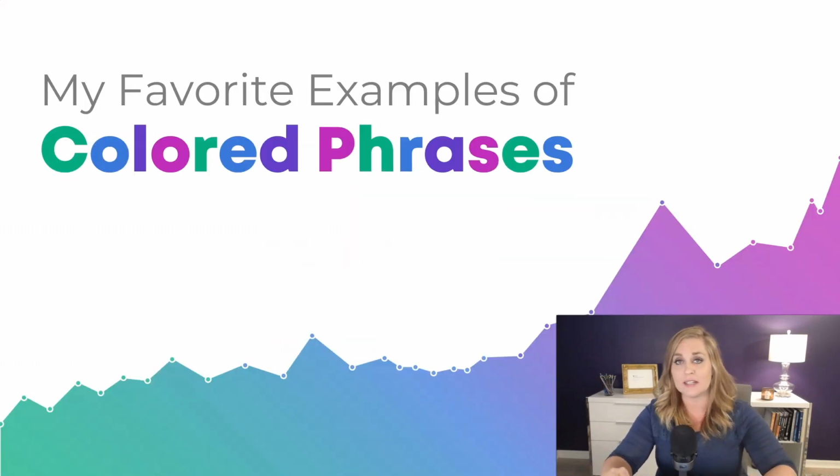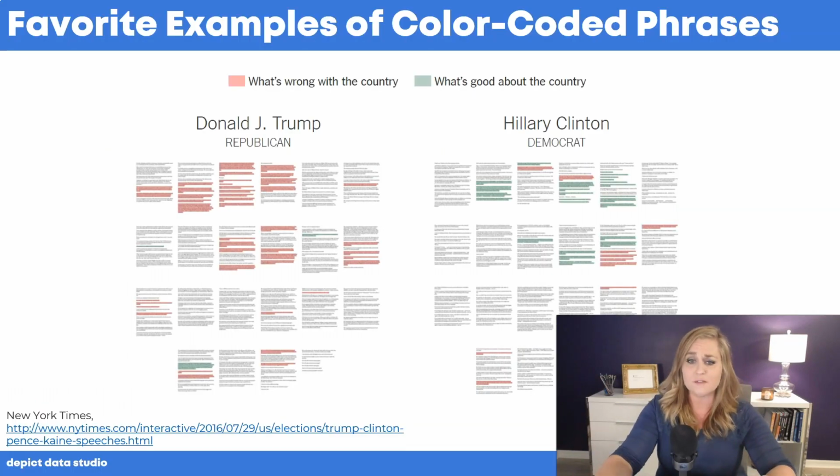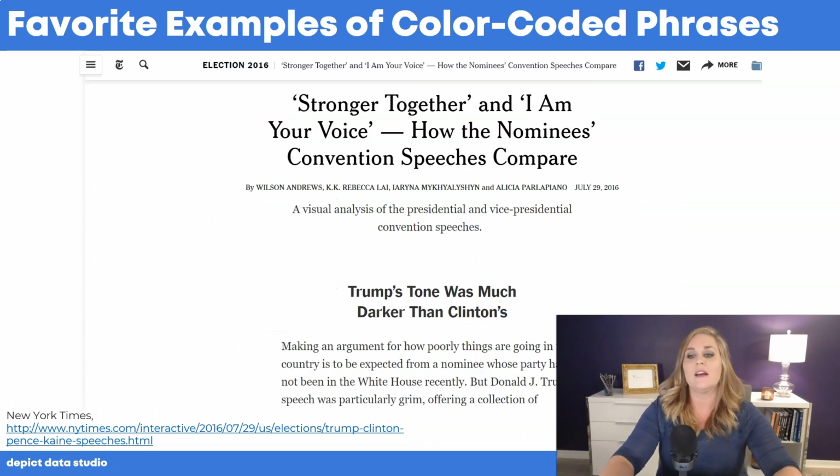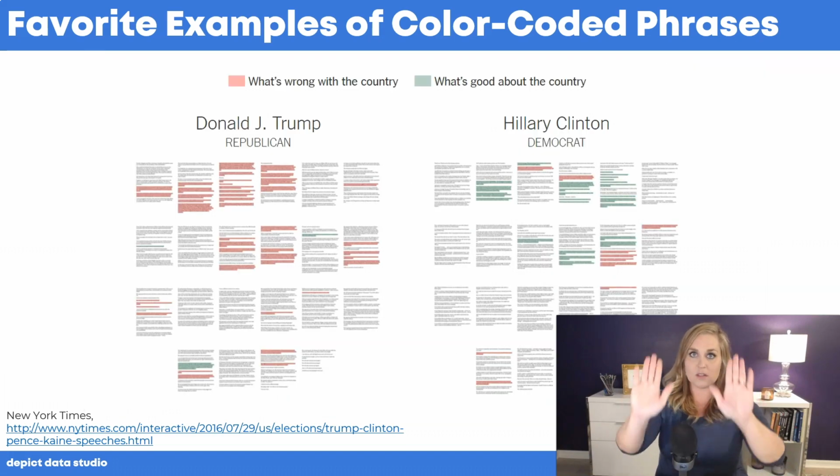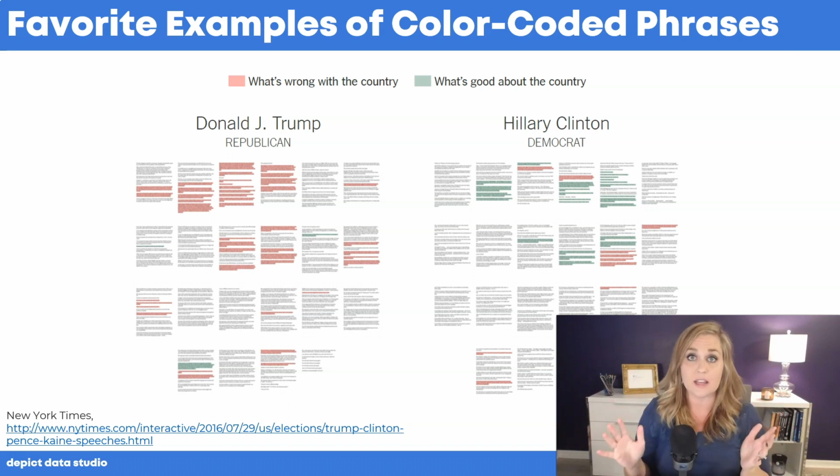There are lots of great examples to pick from, but I picked my top 2 for you today. Okay, so this first one comes from the New York Times from back in 2016, the convention speeches from Trump and Clinton before the 2016 election. So what we've got is their actual transcripts of their convention speeches at the bird's eye view, right?